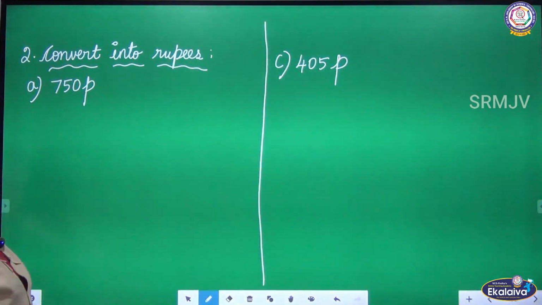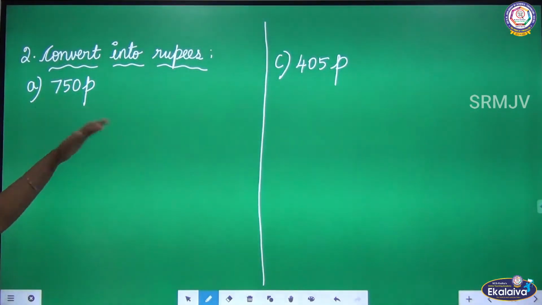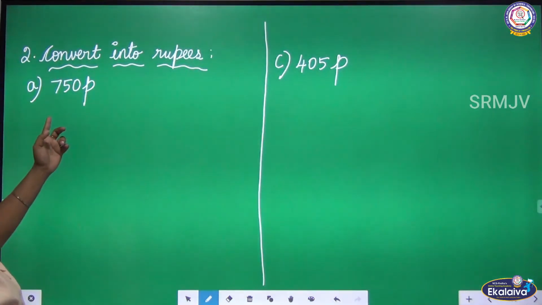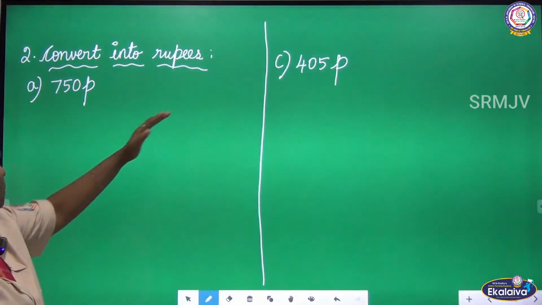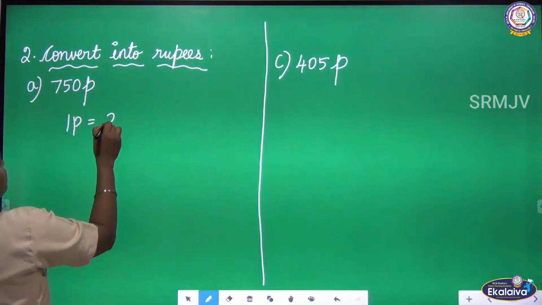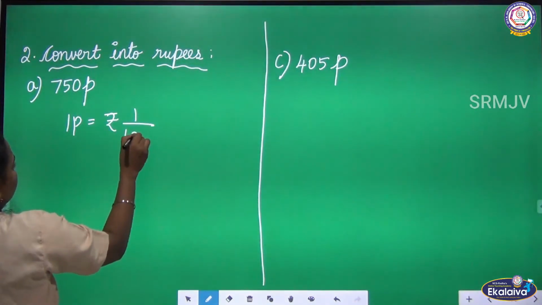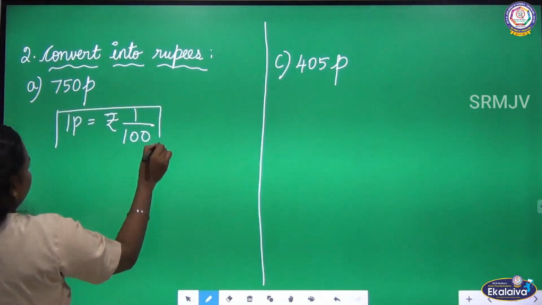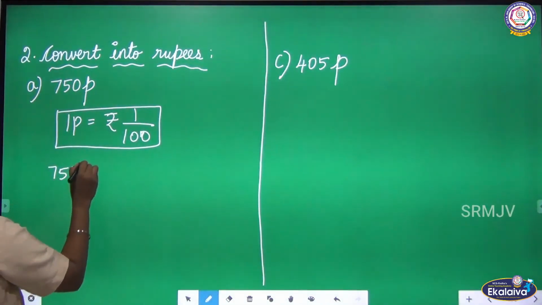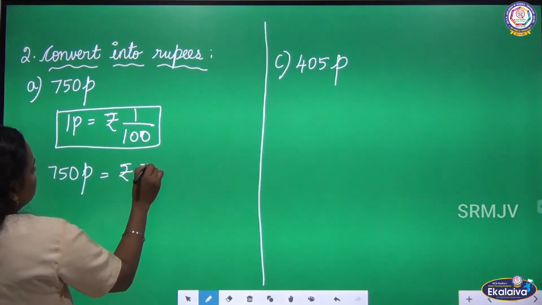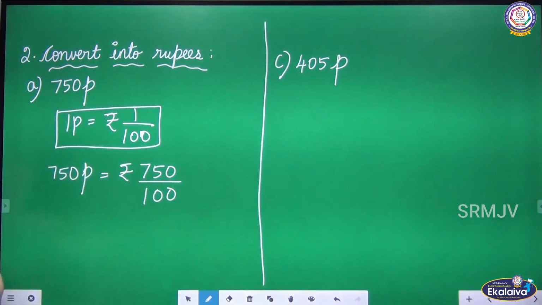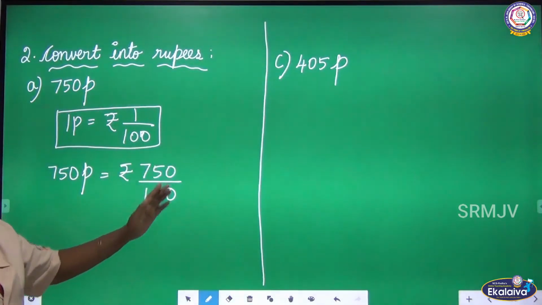Next one, convert into rupees. So we are going to convert paise into rupees. So before one we have converted rupees into paise. Now we are going to convert paise into rupees. So how will you convert paise into rupees, children? 1 paise equal to rupees 1 by 100. So we are going to divide and then find out. So listen, 750 paise equal to rupees 750 by 100. See, 1 paise equal to 1 by 100. So 750 paise equal to 750 by 100.